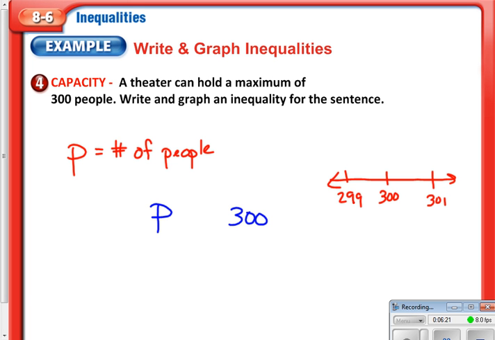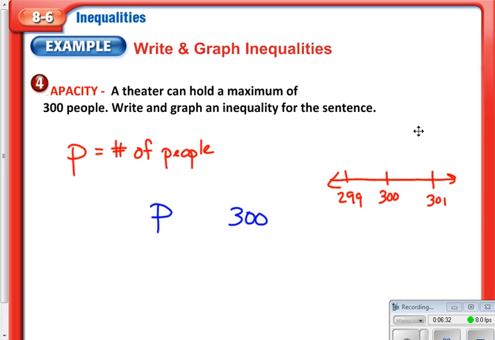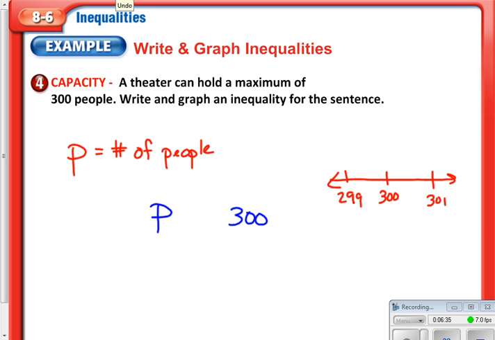Alright, it says a movie theater can hold a maximum of 300 people. Write and graph an inequality for the sentence. P represents the number of people that the theater can hold. We have our number line over here. We know that the maximum it can hold is 300 people. So it can hold equal to 300 people. The number of people, P, however, has to be less than 300. You cannot hold more than 300 people. So if we look at this here, it is a closed circle again, less than or equal to.